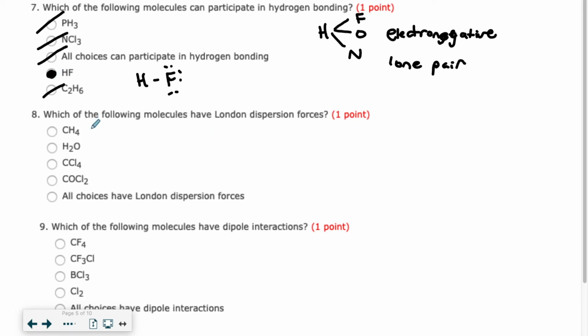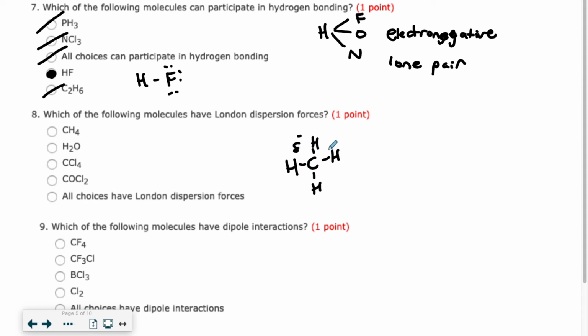For the next one, which of the following molecules have London dispersion forces? Now, London dispersion forces are the weakest of our intermolecular forces. These forces occur from the random assortment of electrons within a molecule. At any given moment in time, if I draw out something like my CH4, which is the first choice there, we show these electrons within these bonds and everything looks like it's evenly spread out, but electrons are actually moving around within the molecule very quickly and randomly, and at any given moment in time, maybe there's more of the electrons that are towards the left side of the molecule as opposed to the right side.